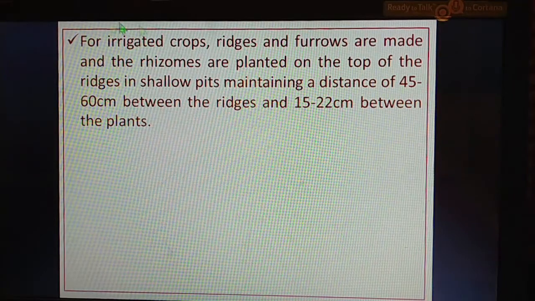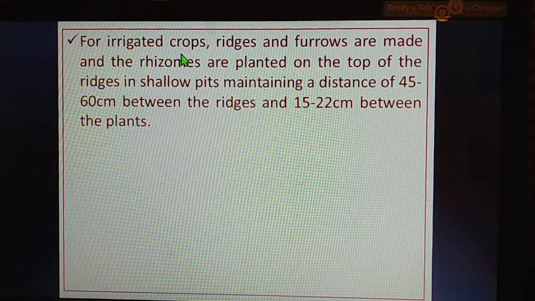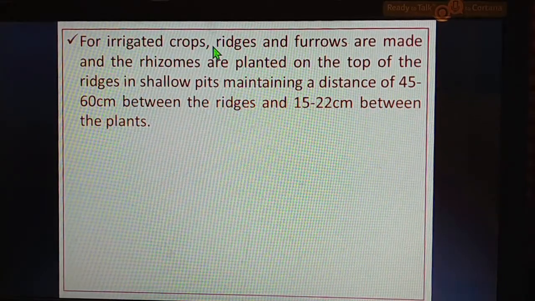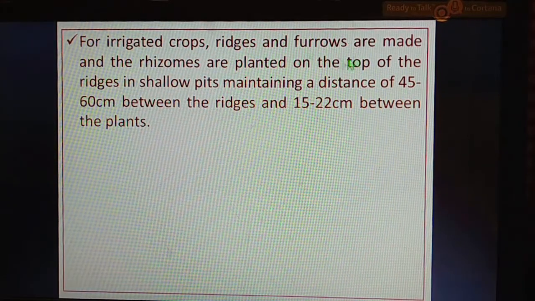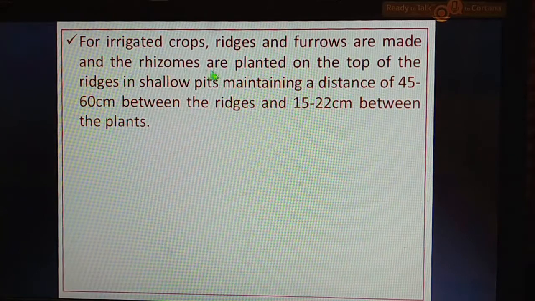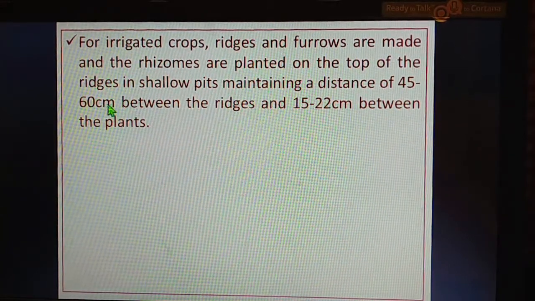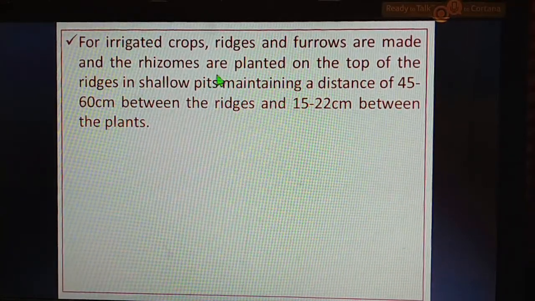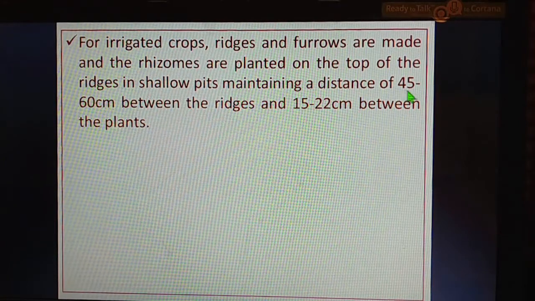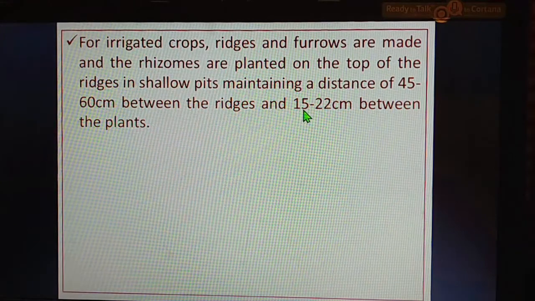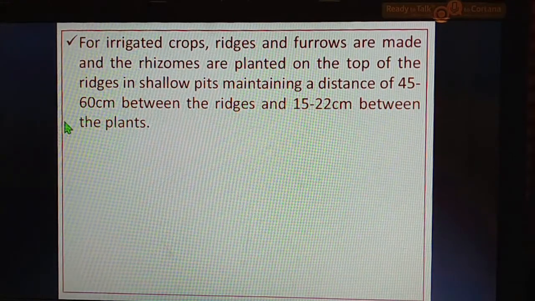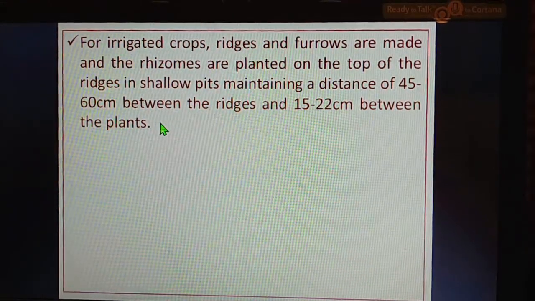Now, here also we have both irrigated crops as well as rain-fed crops. For irrigated crops, ridges and furrows are made, and the rhizomes are planted on top of the ridges in shallow pits, maintaining a distance of 45 to 60 centimeters between the ridges and 15 to 22 centimeters between each plant.